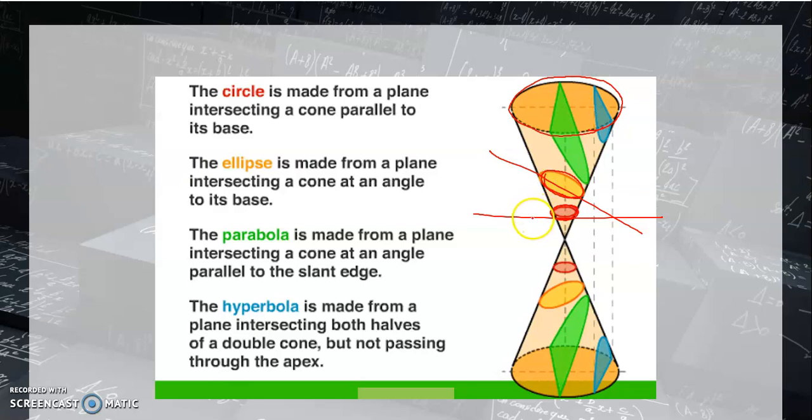The parabola is made from a plane intersecting a cone at an angle parallel to the slant edge. Slant edge is this side. So meaning, if you slice your cone parallel to the slant edge, you will have a parabola. And lastly, the hyperbola is made from a plane intersecting both halves of a double cone but not passing through the apex. This part is the apex. So when you slice your double cone, here, for example, you will have what you call the hyperbola.